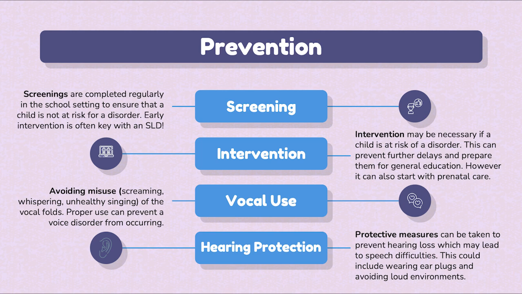However, it can start as early as prenatal care. Proper vocal use can also be a huge help when preventing a speech-language disorder. Avoiding misuse of the vocal folds, such as screaming, heavy whispering, or an unhealthy singing style, can prevent a voice disorder from occurring or developing. Finally, wearing hearing protection. Protective measures can be taken to prevent hearing loss, which can lead to a speech-language disorder. And if we can prevent hearing loss, we can prevent a speech-language disorder. This could include wearing earplugs and avoiding loud environments.